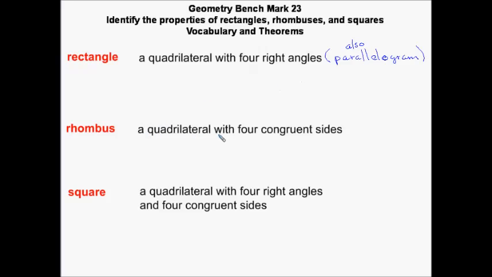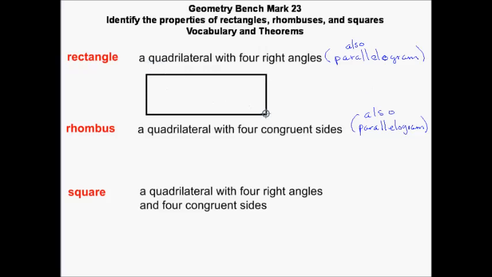A rhombus is a quadrilateral with 4 congruent sides. A rhombus is also a parallelogram. Okay, so a rectangle is just a quadrilateral slash parallelogram with 4 right angles. The reason I mention it's also a parallelogram is because every rule that's true for a parallelogram that we just did also works for rectangles.